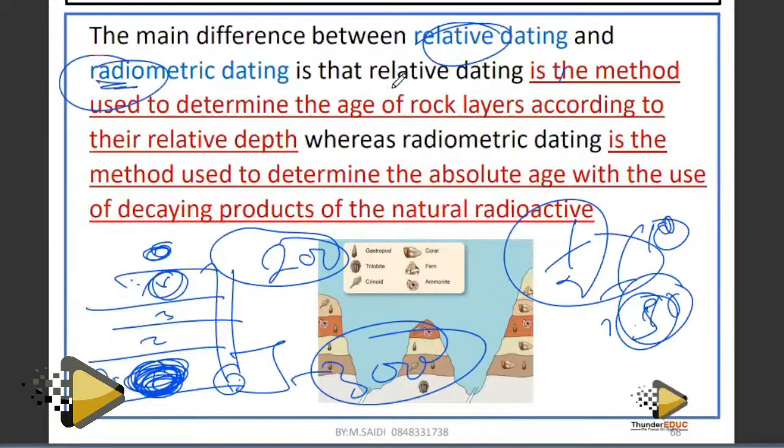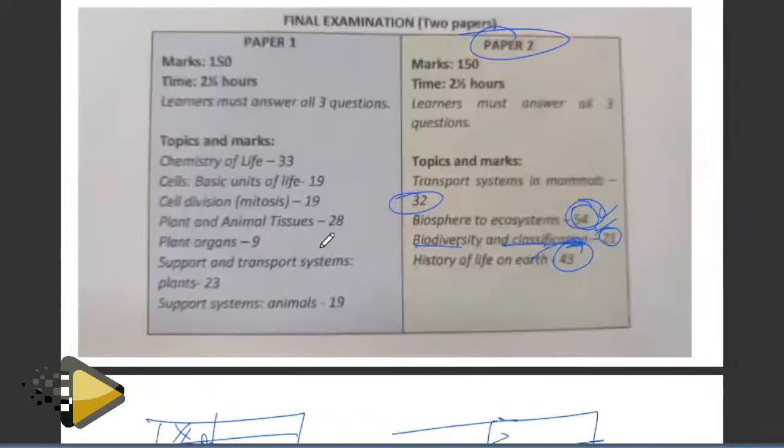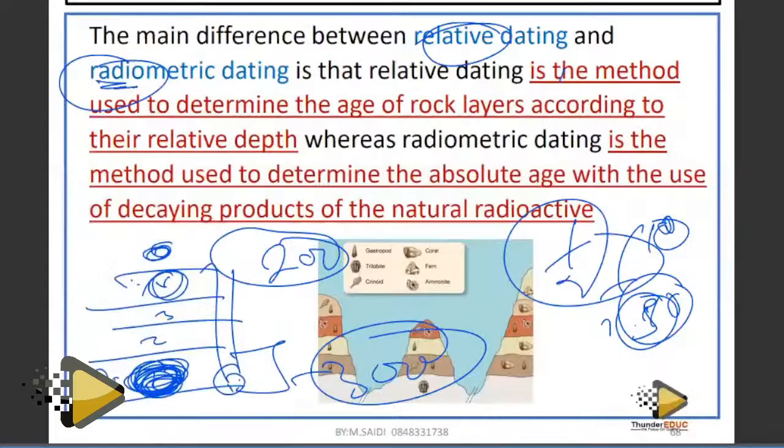So basically, that's how the 43 marks are going to come from. There's nothing big here, guys. Concentrate, you can score a distinction.